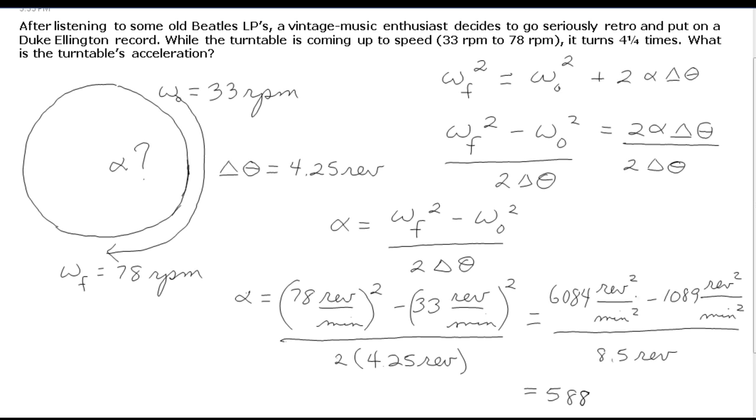Now on the units, we're going to have revolutions squared divided by minutes squared in the numerator, and that's being divided by another revolution. So we're going to wind up with revolutions divided by minutes squared as the acceleration of the turntable.